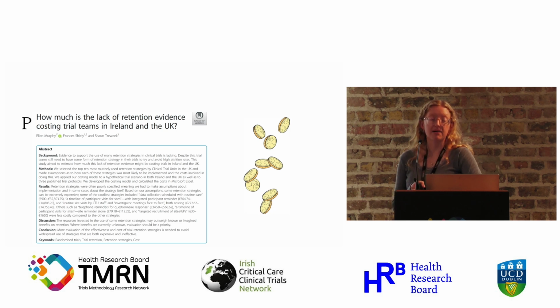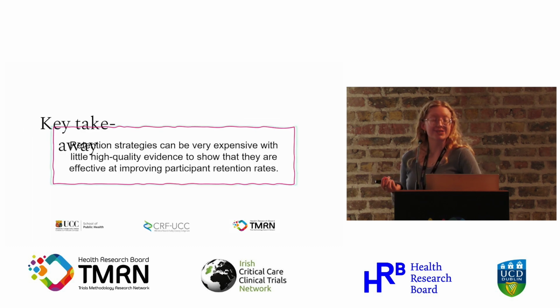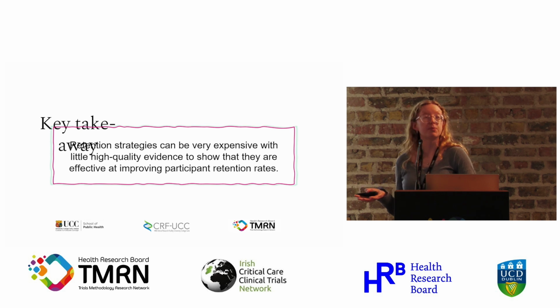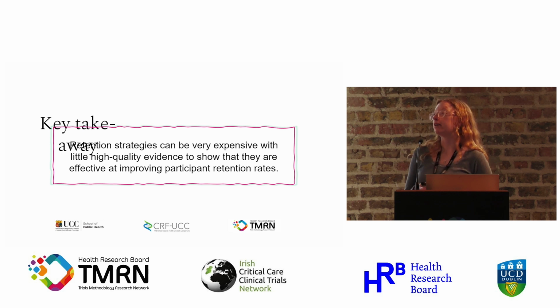So once we had our estimated costs, we then compared these costs to the evidence of effectiveness for each strategy. And ultimately, what we found is that retention strategies can be very, very expensive. However, there's very little high quality evidence to show they're effective. So currently, as it stands, trial teams are investing limited trial resources into strategies that may or may not actually work at improving retention rates. So really the key takeaway from this piece is that trial teams need to start formally evaluating the effectiveness of retention strategies so we can gather high quality evidence to make decisive decisions and know exactly what strategies work and what strategies don't work when it comes to participant retention.